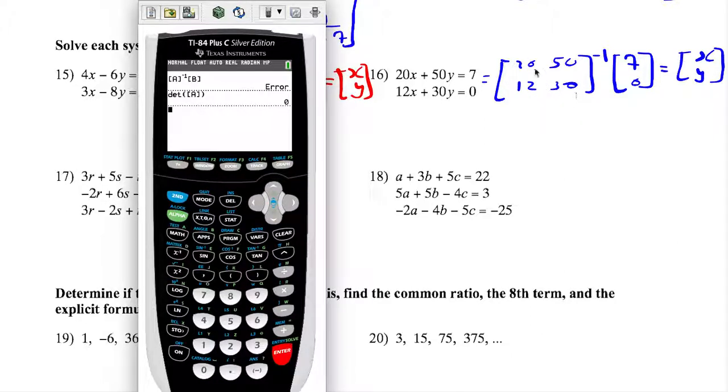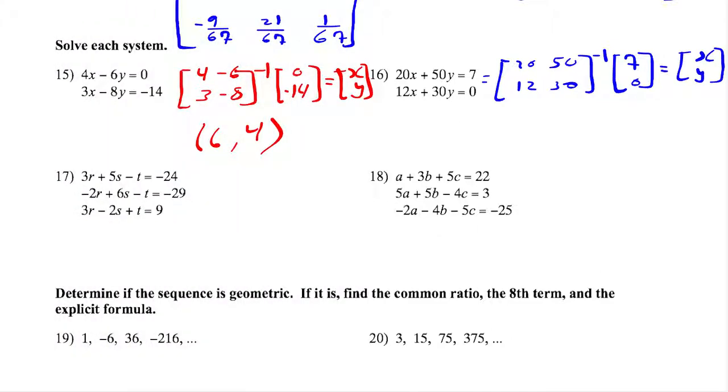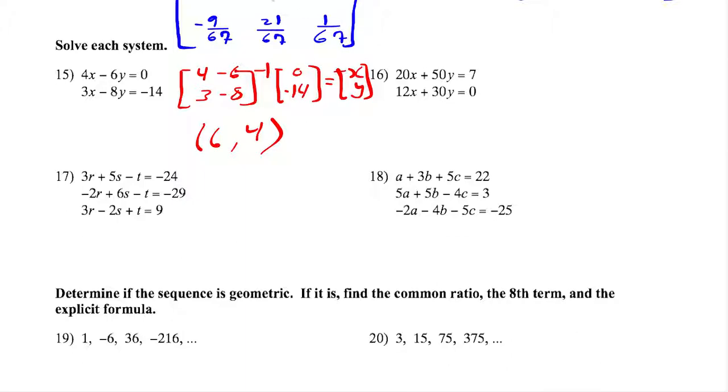And so the determinant is 0. So the inverse is 1 over 0. Ooh, that's a little bit nasty, isn't it? So actually, using this is a little bit more of a challenge for us. So instead, what we could do is use our substitution or elimination to figure out if we're going to have no solution or infinitely many solutions.